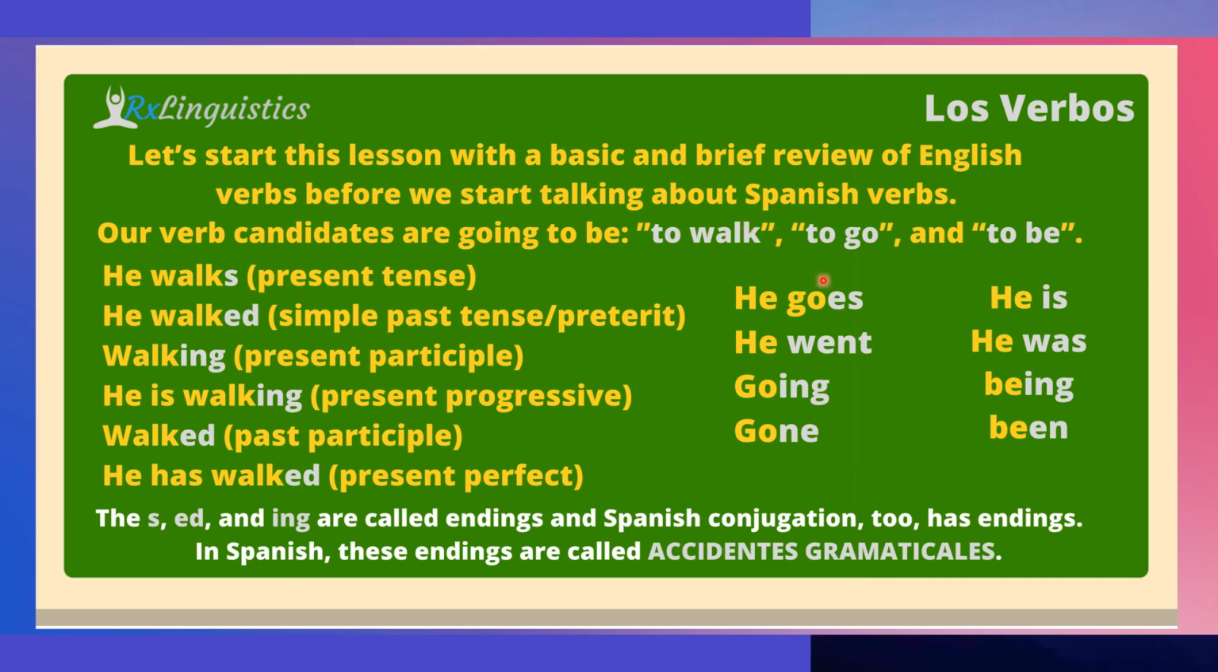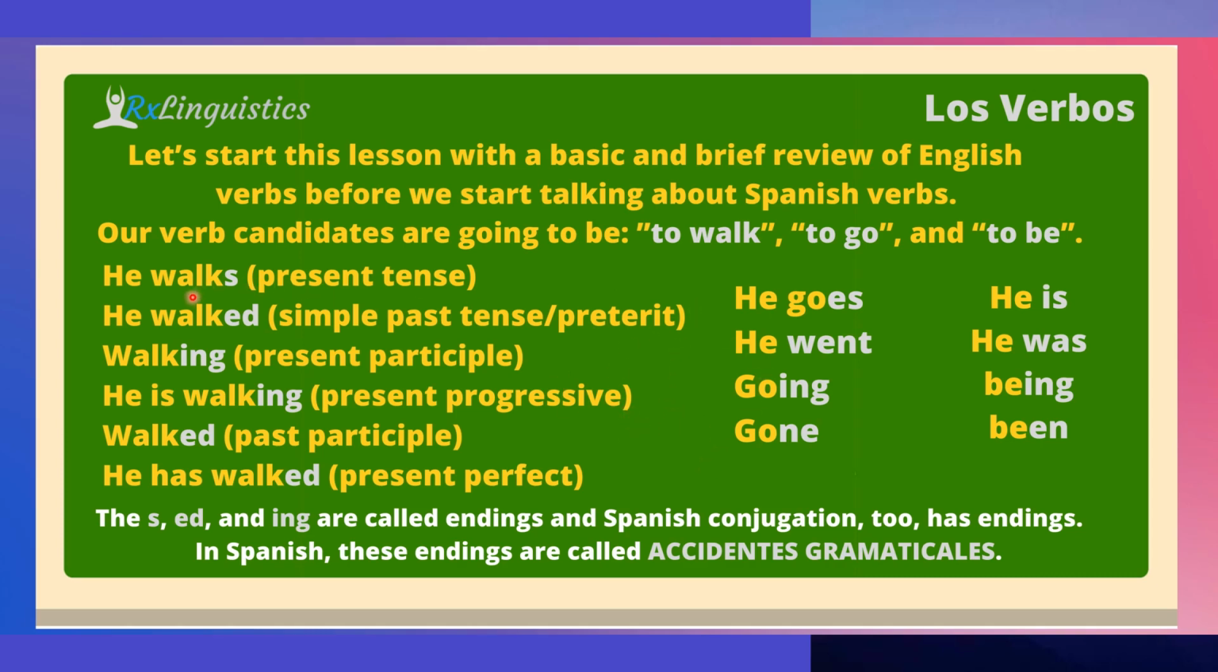Well, let's use the verbs to walk, to go, and to be to illustrate the difference between a regular and an irregular verb. So in Spanish, some of the verbs are regular, others are irregular. Just like in English, you have regular verbs and irregular verbs. But let's use the verbs to walk, to go, and to be, just to explain the concept of regularity.